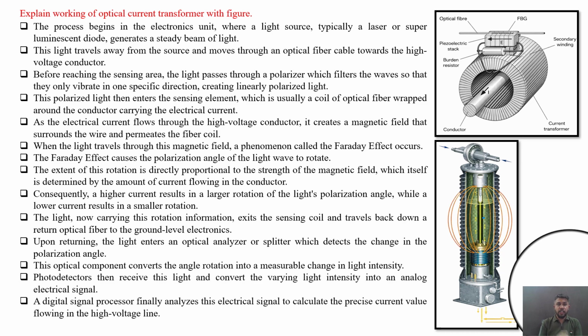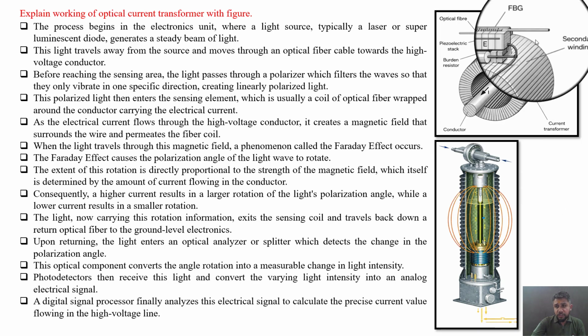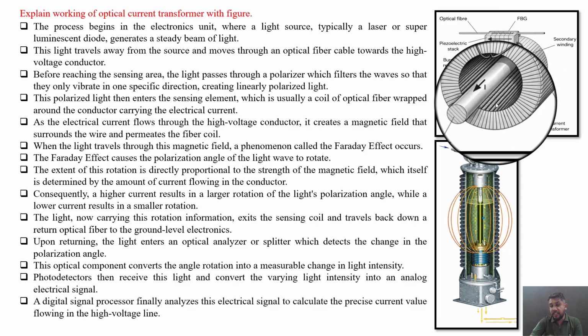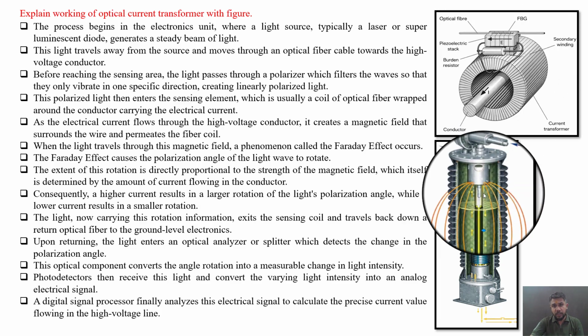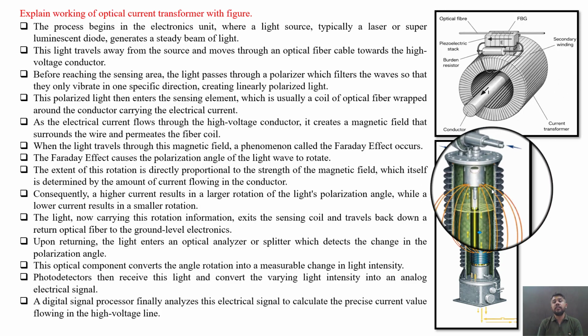Explain the working of the optical current transformer with a figure. So here you can visualize the constructional diagram or the figure of the optical current transformer. Already we have seen the constructional details, the features, or the type of construction for the optical current transformer. It is mainly a combination of three different subsystems together forming the optical current transformer.